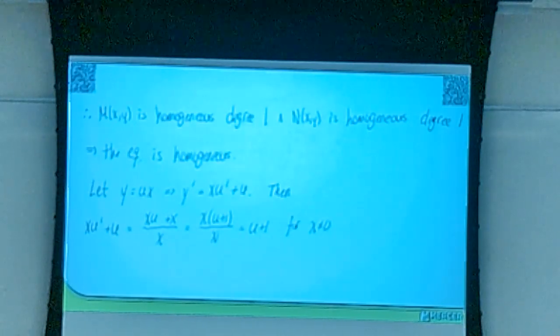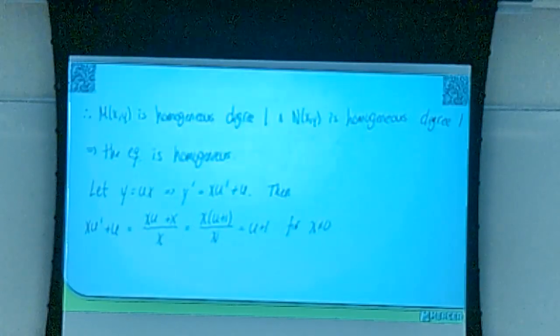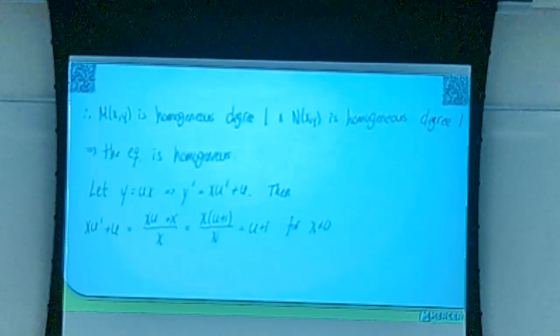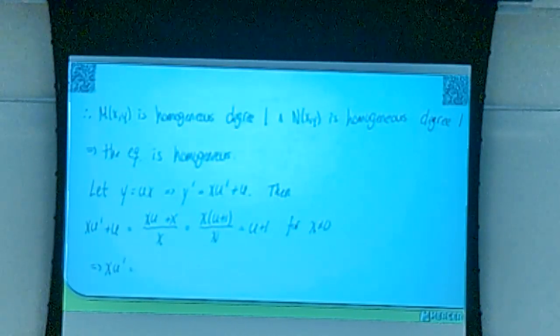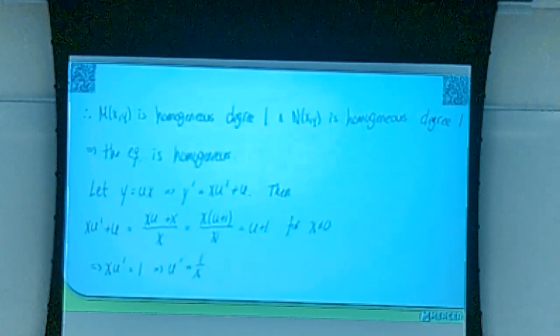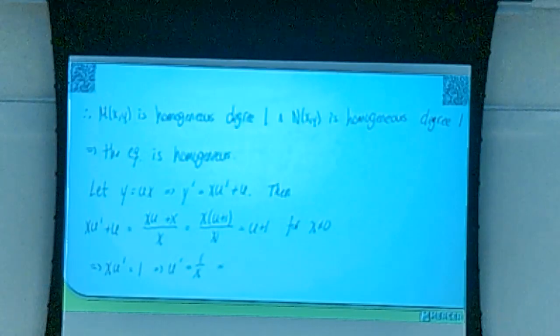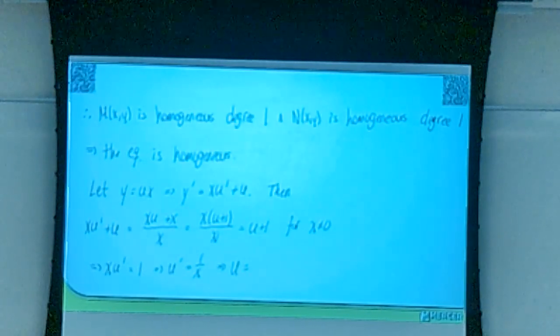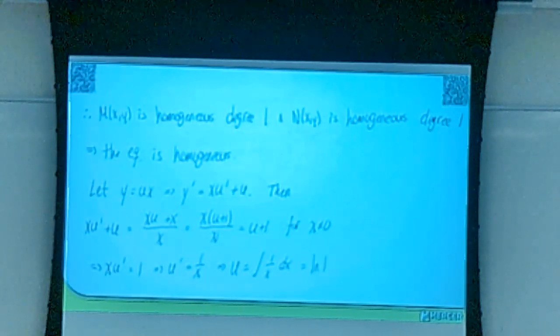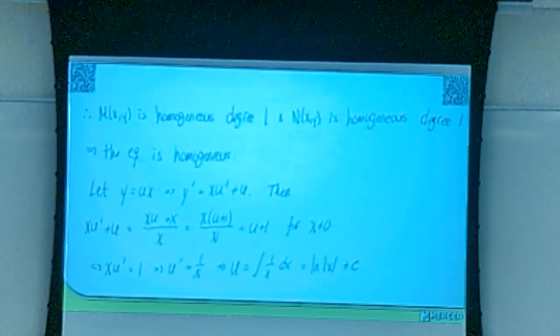Now what we'll do. Not right. Subtract u from both sides. u prime is 1 over x. u would just be the antiderivative then, right? What's that antiderivative? That's u.